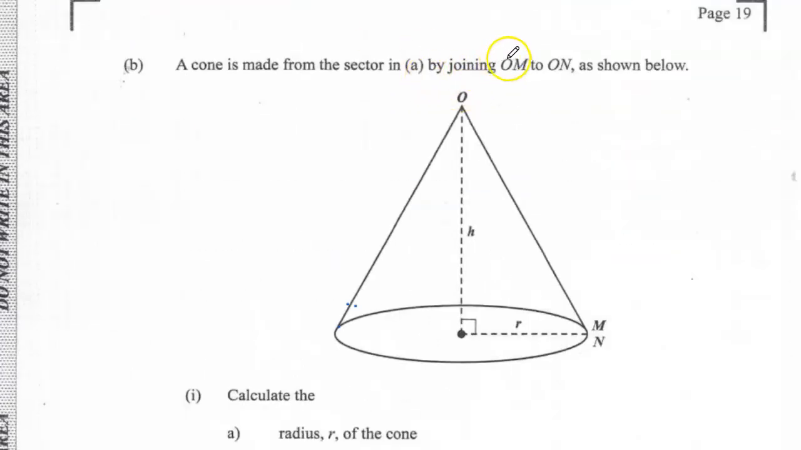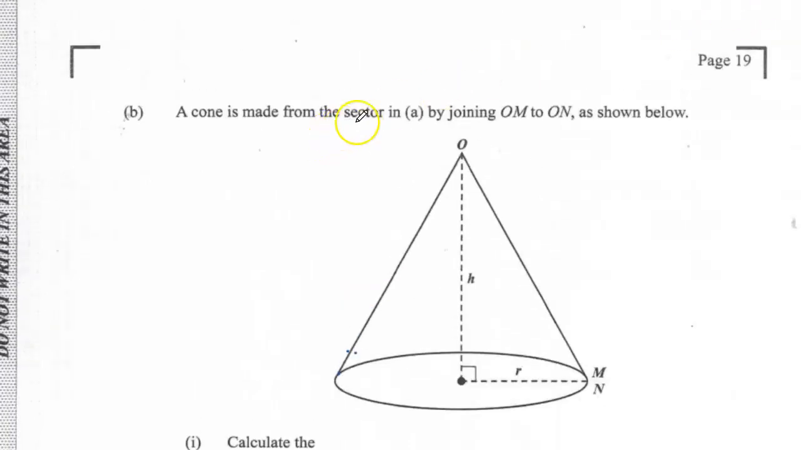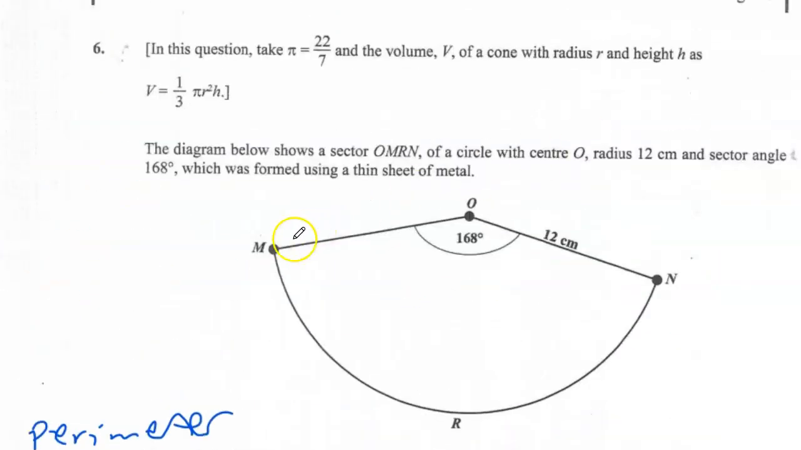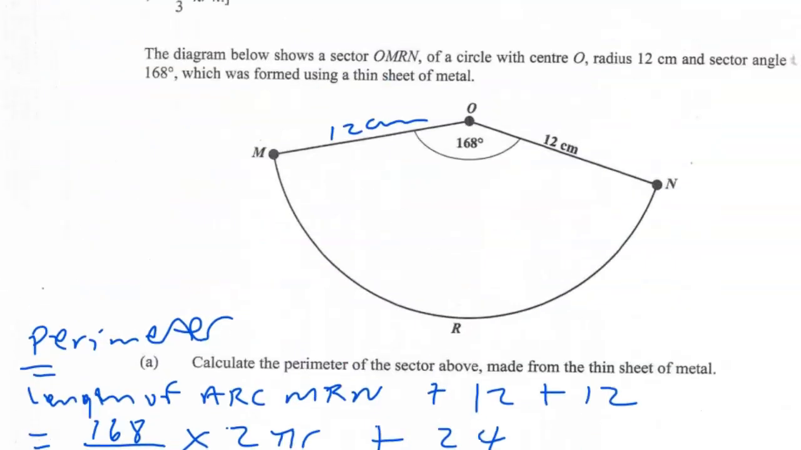A cone is made from this sector by joining OM to ON as shown below. Calculate the radius of the cone, and we're also asked to calculate the height of the cone. So notice OM is pieced together with ON. Whether we're going from O to M or from O to N, it's 12, so this should be 12 centimeters.